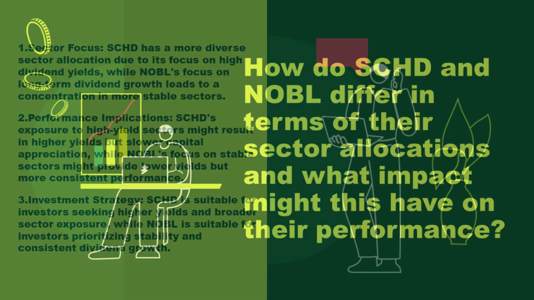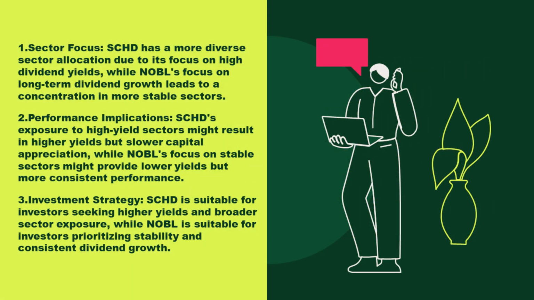performance? The Schwab U.S. Dividend Equity ETF, SCHD, and the ProShares S&P 500 Dividend Aristocrats ETF, NOBL, differ significantly in their sector allocations due to their distinct selection criteria and investment philosophies. These differences in sector allocations can influence their performance in various ways.